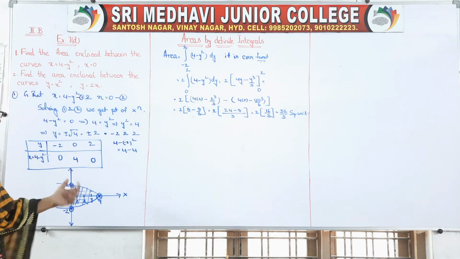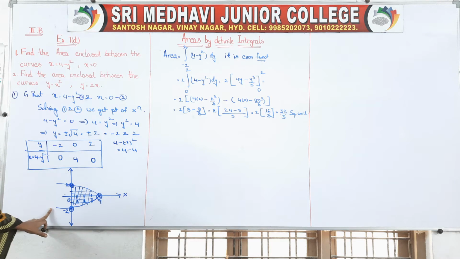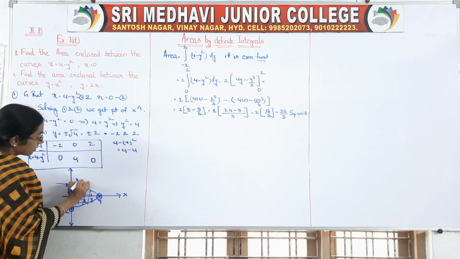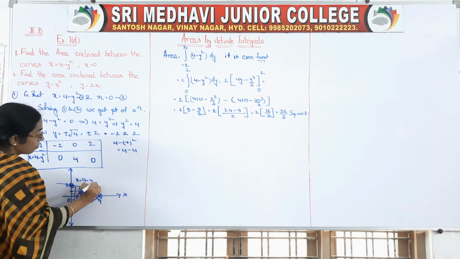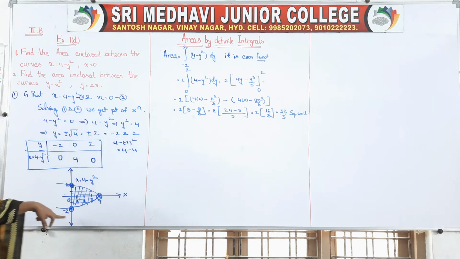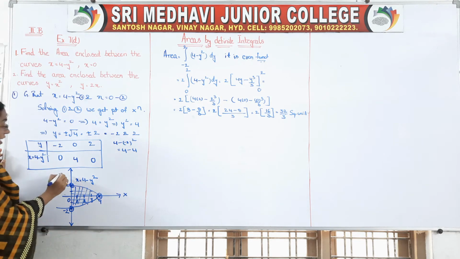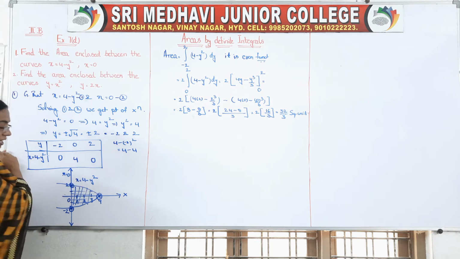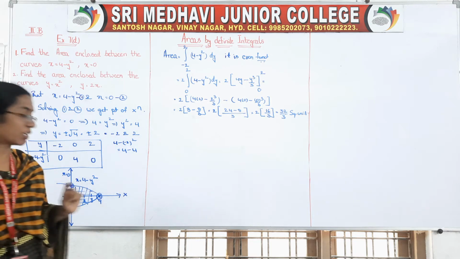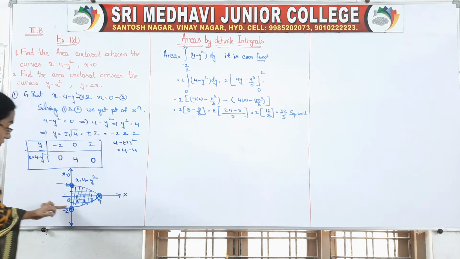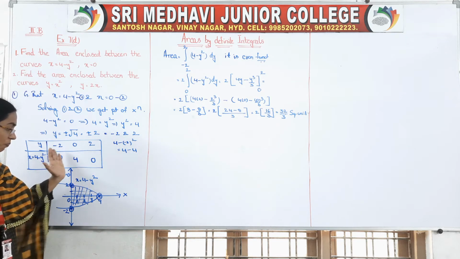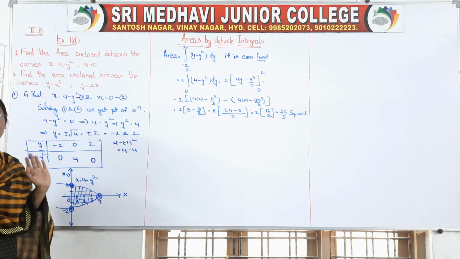Right, area covered by this curve. What is this curve? This curve is x is equal to 4 minus y square. That is the curve with, what is this line? This line is the y axis, that is x is equal to 0. So we have to find the area covered by this curve and the y axis.